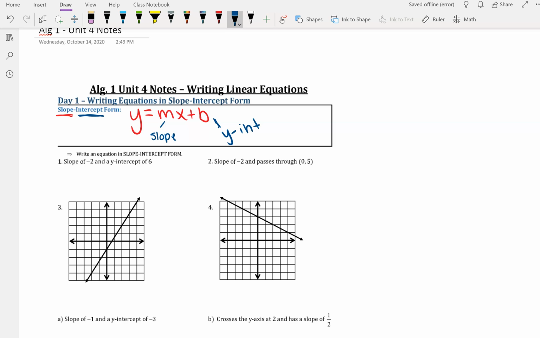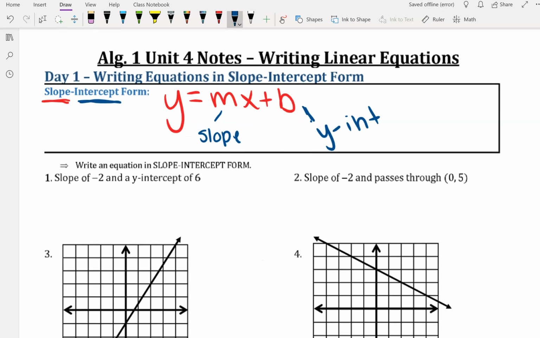What we're going to be doing this unit is basically the opposite of what we did last unit. Last unit, you were given an equation and you had to graph the line. Now you're given some information about the line and you need to write the equation. So we're going to write each equation in slope-intercept form.